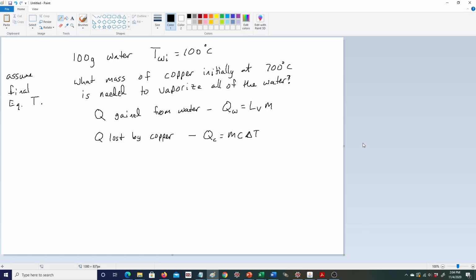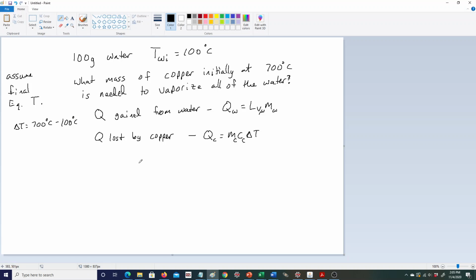Okay, so this is going to be the mass of the water. This is going to be the mass of the copper. This is the latent heat of vaporization of the water. This is the specific heat of the copper, not the water. And our delta T is going to be 700 degrees Celsius down to 100.